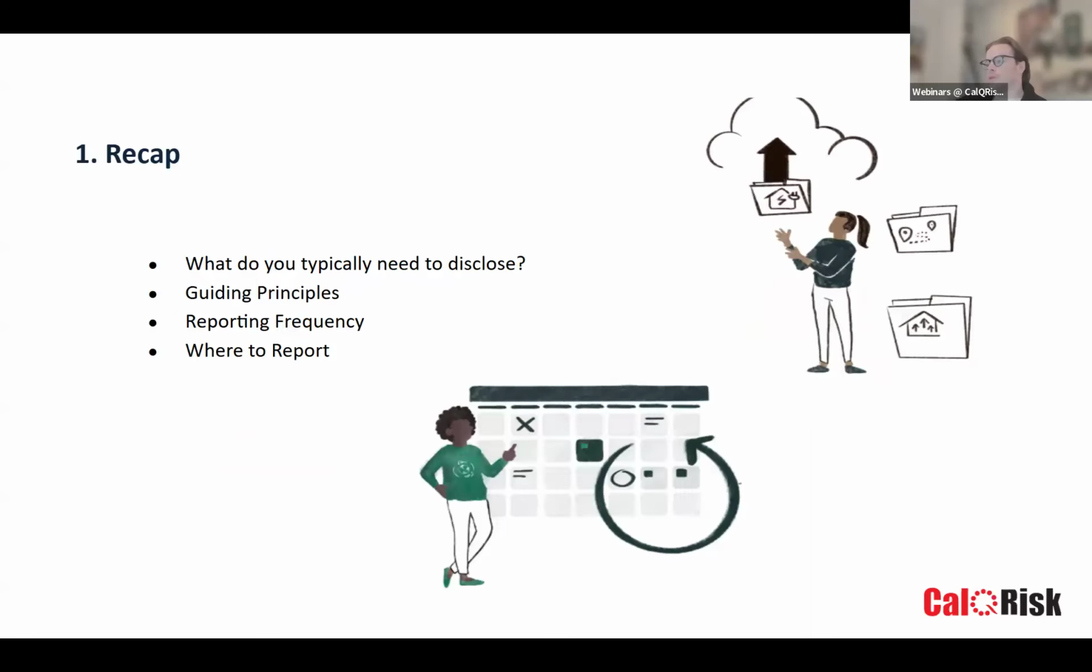So what we discussed last week was what you typically need to disclose in your carbon emissions reporting, your guiding principles, how often we should report and where to report. The main thing to remember when reporting on our emissions is, one, disclose your emissions by scope and by category. So they should be broken out into your three scopes: scope one, what you burn in fossil fuels, scope two, what you buy from the grid and electricity, and scope three, anything beyond that.